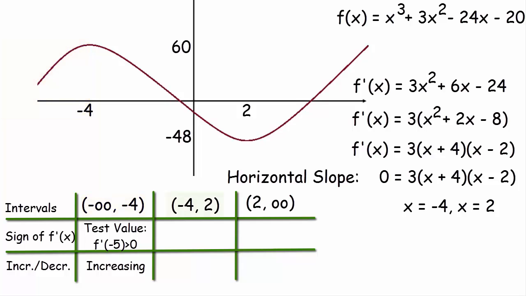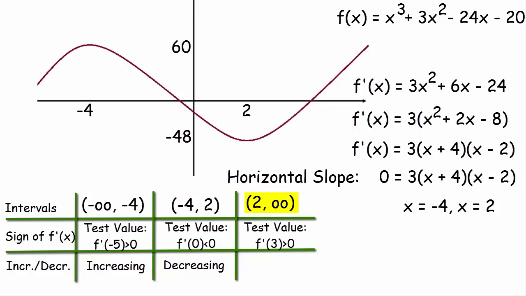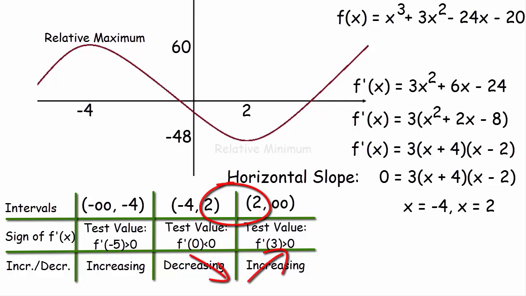Then from negative 4 to 2, we plug in any number from there, the derivative is negative, which means the function is decreasing. And on the last interval, choosing any number from there and plugging it into the first derivative gives a positive answer, which means the function is increasing. Since the function goes from increasing to decreasing on these adjacent intervals, x equals negative 4 is called a relative max. Then on the next adjacent pair, at x equals 2, the graph is going from decreasing to increasing, which means x equals 2 is a relative minimum.